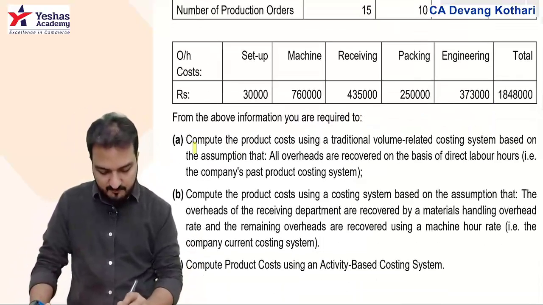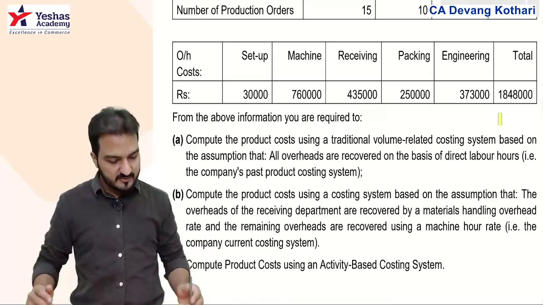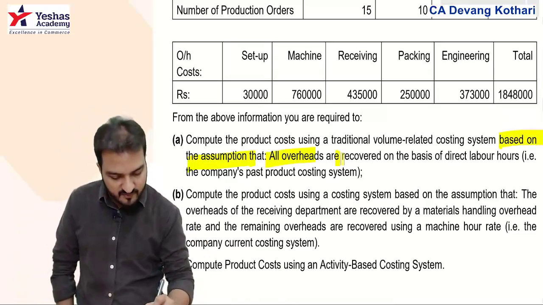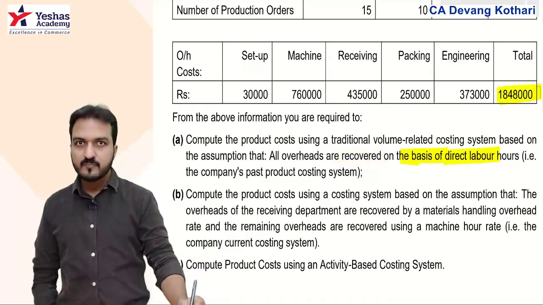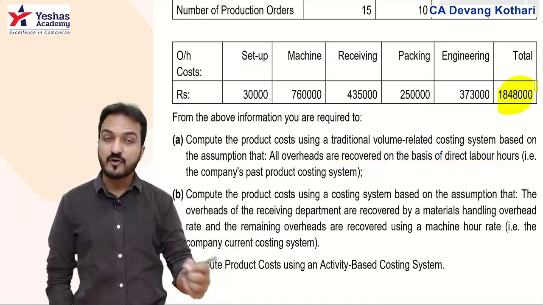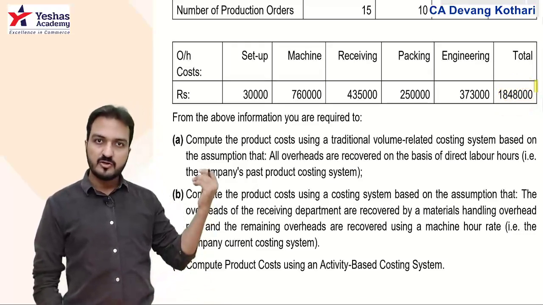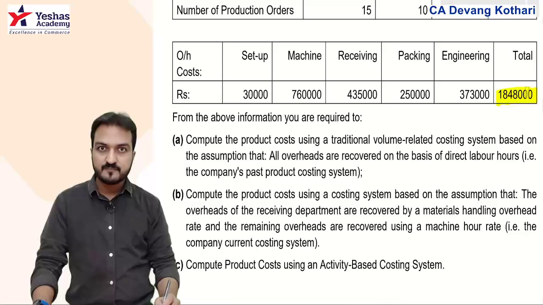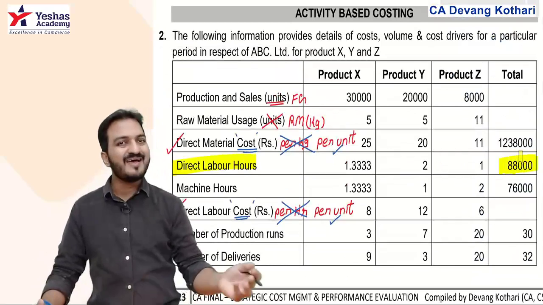Point A. It says compute the product cost using a traditional volume related costing system. Traditional method, old method. Based on the assumption that all overheads are recovered on the basis of direct labor hours. All overheads, meaning entire total, is recovered based on labor hours. So your absorption rate will be total overheads divided by total labor hours. Total overheads 18,48,000 and total labor hours of the company, 88,000.